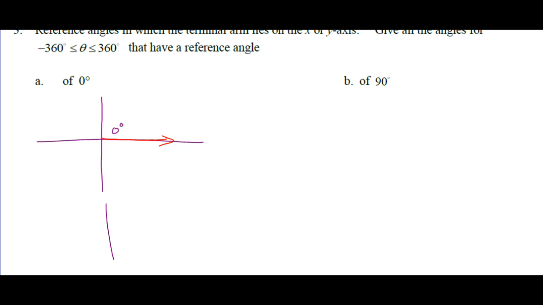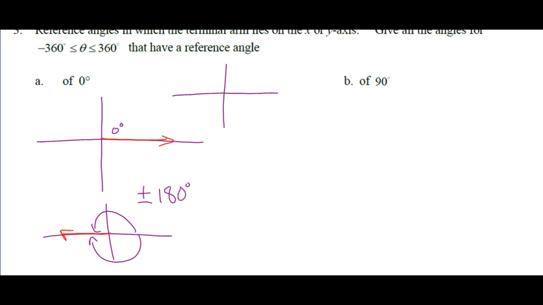Now, there's another angle. Where else could we be? We could be along this axis. Reference angle 0 degrees, but what's the rotation angle? Because we're looking for angles between 0 and 360, this angle is plus or minus 180 degrees. And then a third one is just lying along here again. So what's this angle? 360 degrees, and what's this angle? Negative, so plus or minus 360, right?